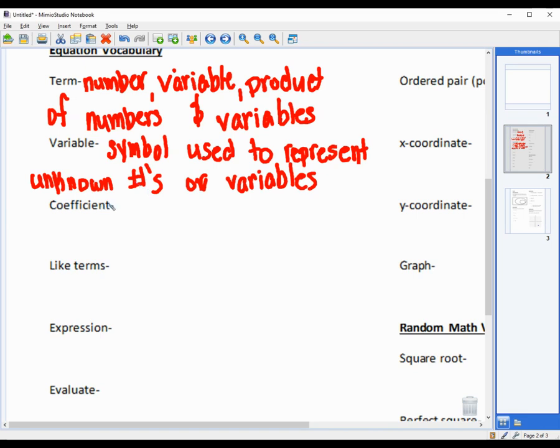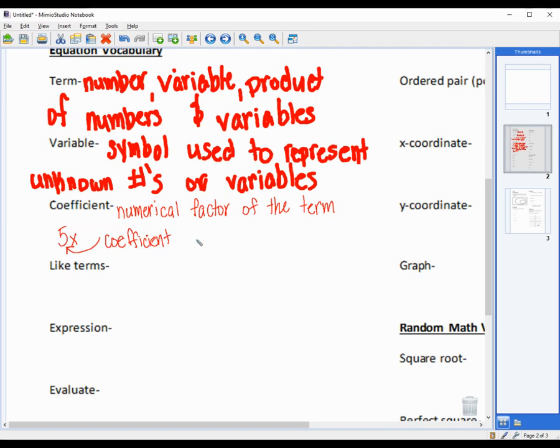A coefficient is the numerical factor of the term. Oh yeah, it's much better. The numerical factor of the term. I'll give you guys an example of a coefficient. Let's say we had the term 5x. The 5 would be the coefficient because that is the numerical part of the term. So that's where the number comes into play. The coefficient here is the number.